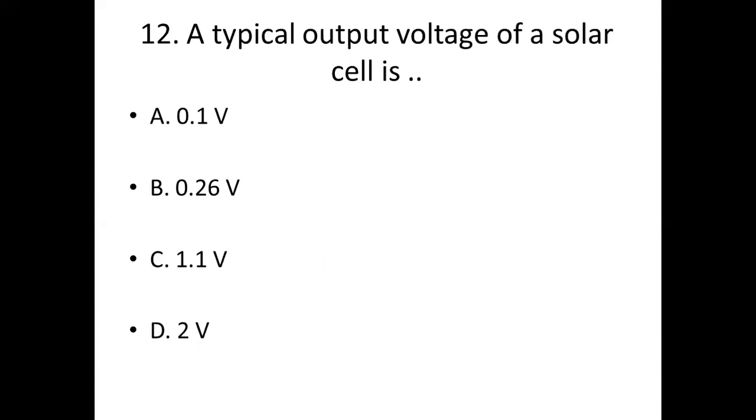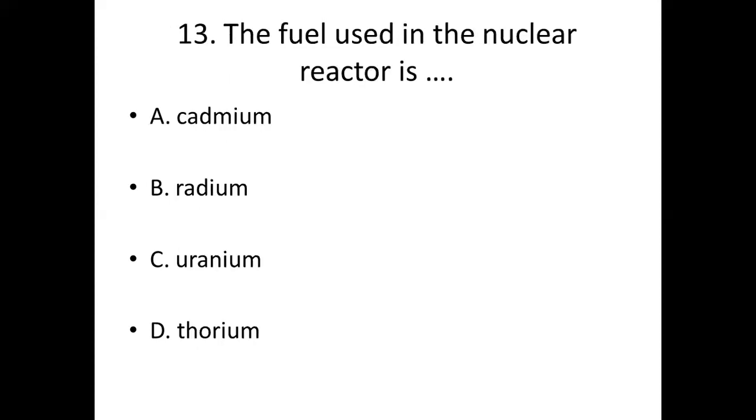Answer guess cheyandi. Option B 0.26 volt. 13th bit. The fuel used in the nuclear reactor is dash. Option A cadmium. Option B radium. Option C uranium. Option D thorium.